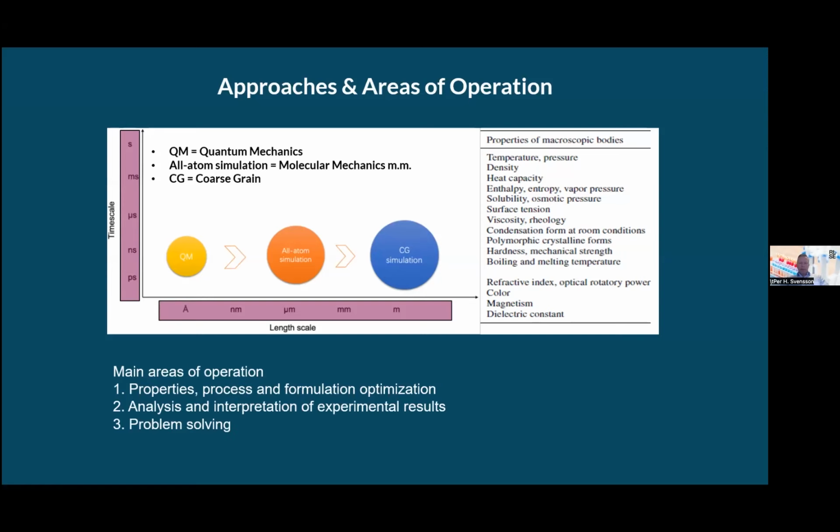And instead of categorizing computational pharmaceutics by system investigated, as in the previous slide, we can also divide it in a more general way into three application areas. This covers property, formulation and process optimization, analysis and interpretation of experimental results, supporting, for example, spectroscopy, powder diffraction, or NMR, and in general, of course, problem solving.